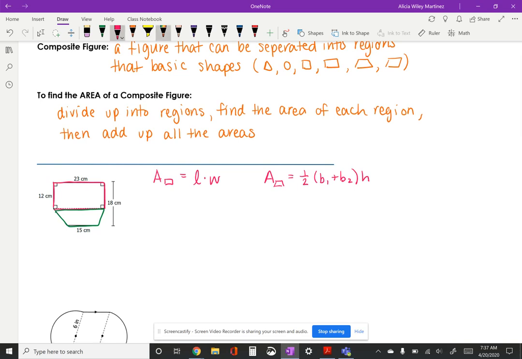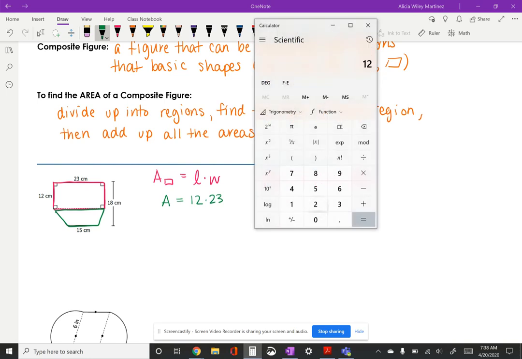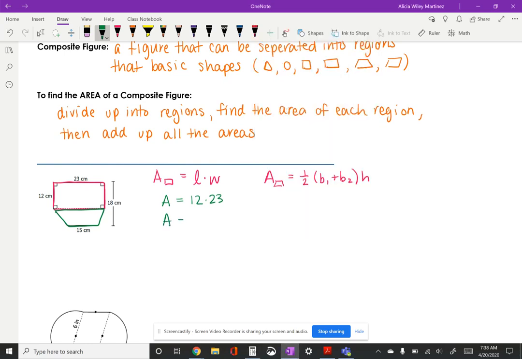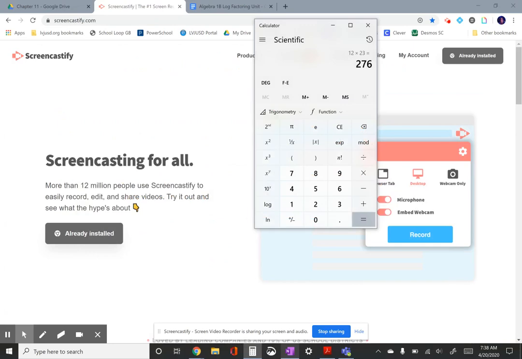So for this problem here, let's look at the rectangle first. That one's pretty easy to do. Plugging it in, the area of the rectangle is going to be 12 times 23. So doing 12 times 23, I get 276.